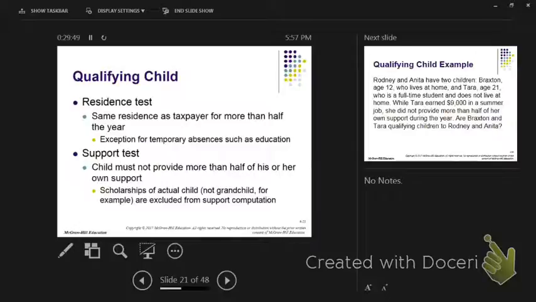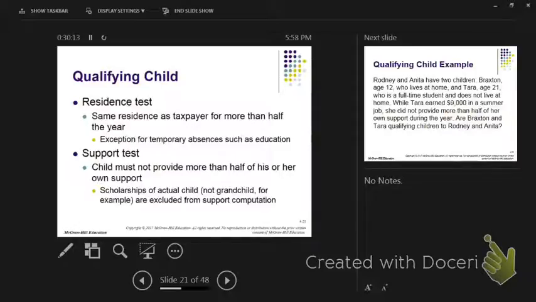Support, you have to supply more than half of their support. So scholarships do not count. And the other thing that doesn't count is if they have a job and they are putting that money away and not using it for their support, that does not count as their support. If they are not paying for their day-to-day bills and you are, or the person is, that is the support.